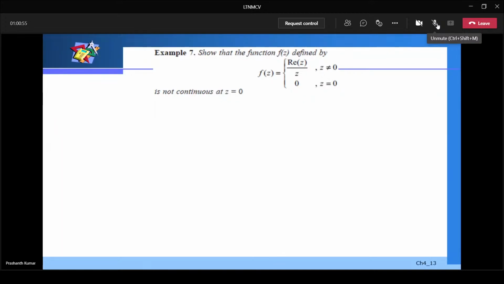Show that the function f of z defined by real z by z, z is not equal to 0, the function value is this one, and z is equal to 0, the function value is 0, is not continuous at z is equal to 0.